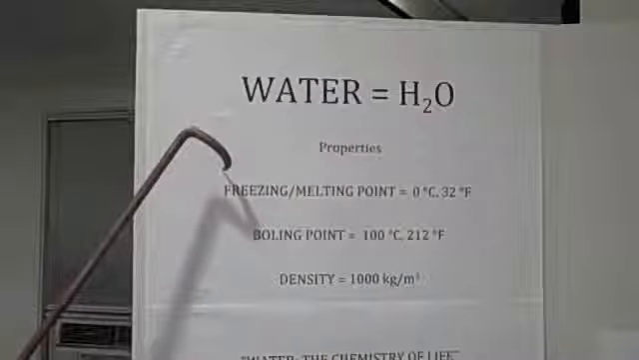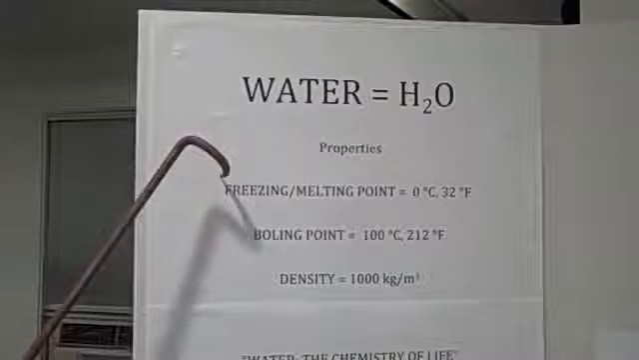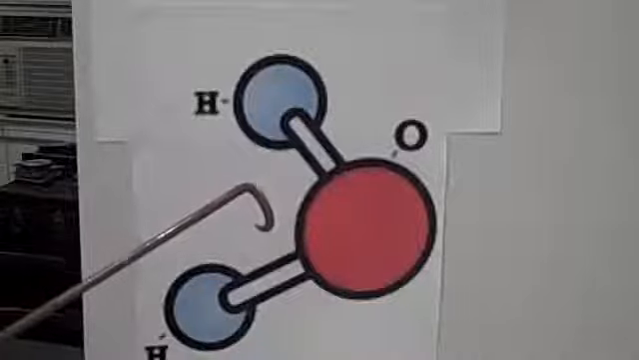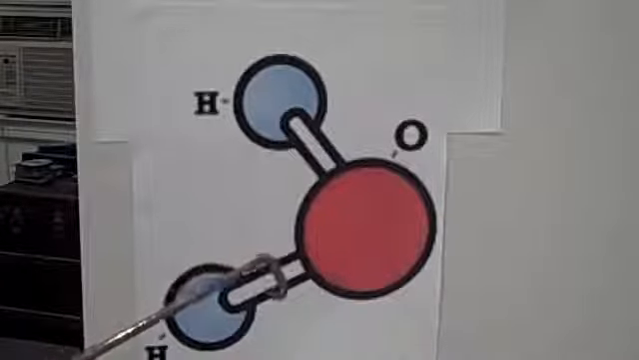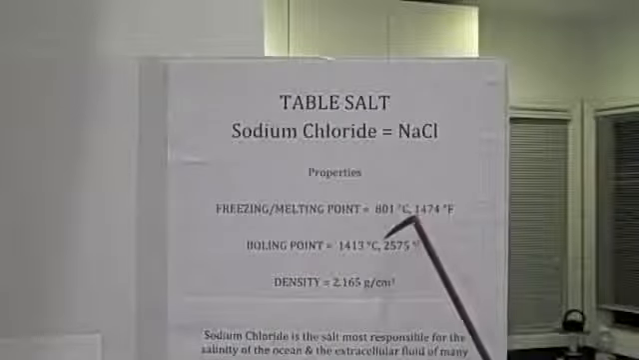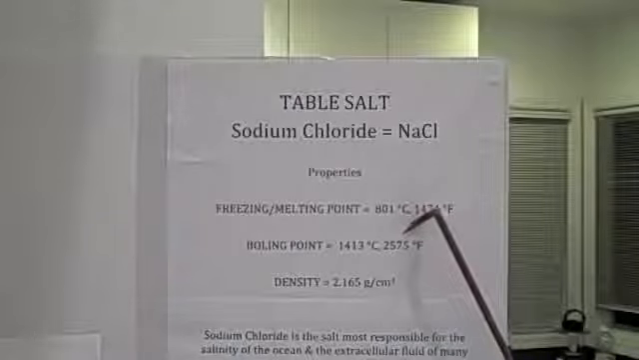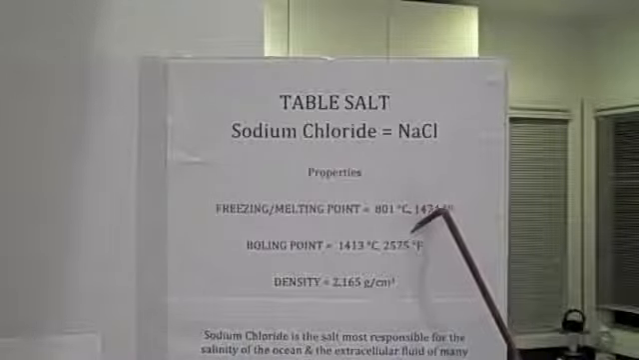Let's get some background knowledge. Water, or H2O, has a freezing point of 0 degrees Celsius. It is made of 2 hydrogen atoms and 1 oxygen atom. Salt, or NaCl, has a freezing point of 801 degrees Celsius. Sodium chloride forms crystals with face-centered cubic symmetry.